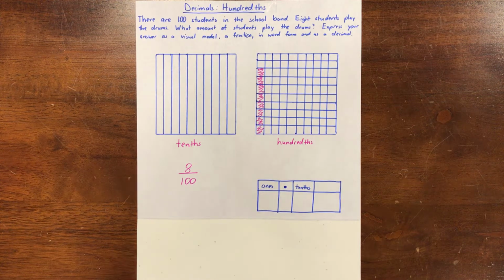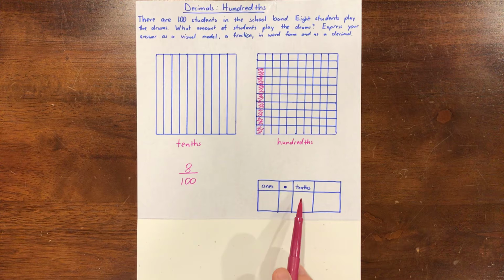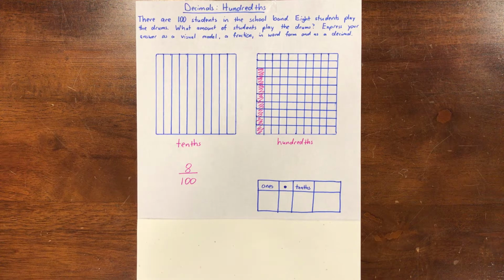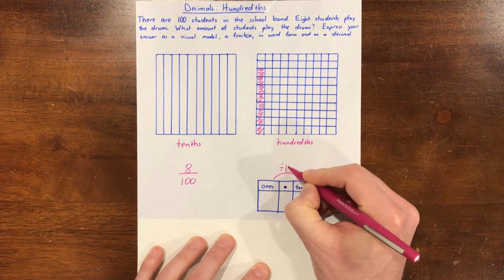So we know from yesterday that the tenths place value is right here to the right of the ones. What's the relationship between the ones and the tenths? Say it out loud. Right. The tenths are 10 times smaller than the ones. It's like we divide the ones into 10 pieces, and each one of those is a tenth. So I'm going to put here, divide by 10.